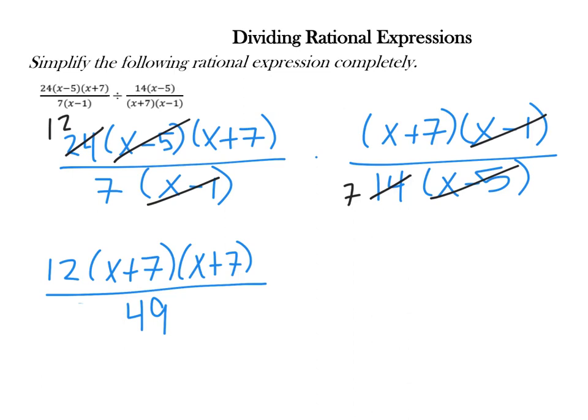Now, some of you might be wondering, why is it that we don't cancel the x plus 7 and the x plus 7, or this 7 and this 7? If you're wondering that, then I'll show you a quick example on why that does not work, here on the side.